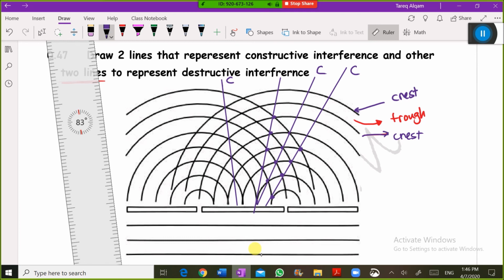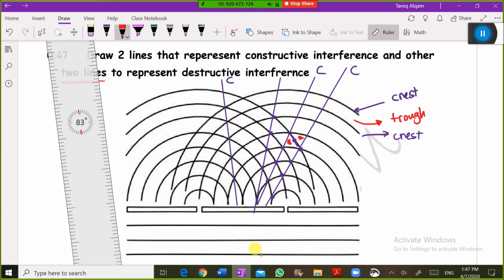Guys, pay attention to this point. Pay attention, please, guys, all of you. At this point, guys, there's an interference between crest and trough. You see the crest with the trough space. We agreed this space is a trough, right? This space that you see here is the trough. This solid line is the crest. So if crest and trough meet, this means that we have destructive interference.